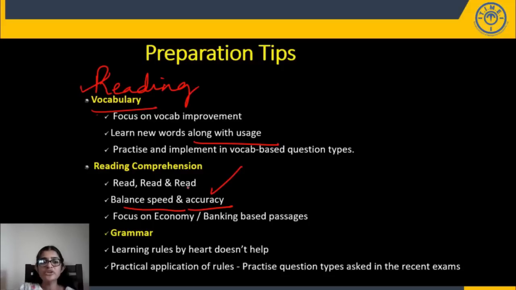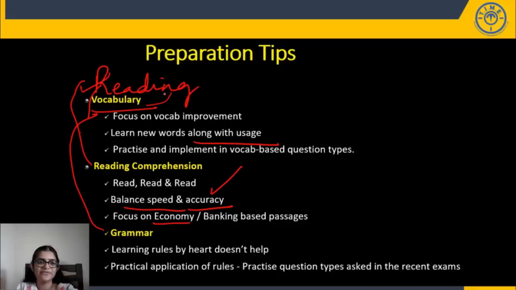Okay. Try to read passages that are based on economics, banking, current affairs, etc. because these are the kind of passages that you can expect. This will also help you in your professional life later on. When it comes to grammar, again we go back to the same thing. For every question type, we loop back to what? To reading. Okay. So for grammar also, learning the rules by heart alone will not help.